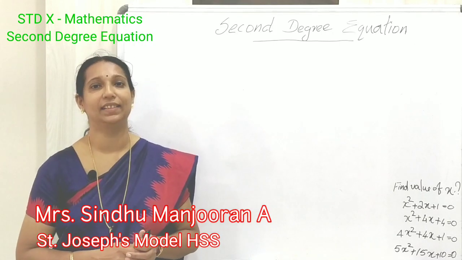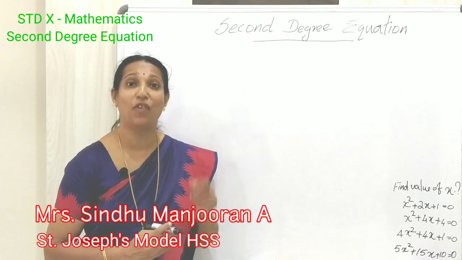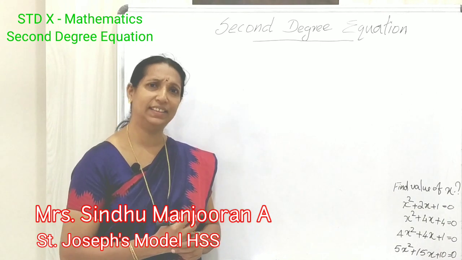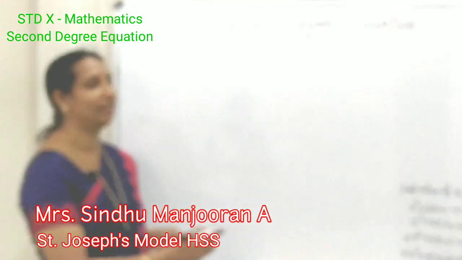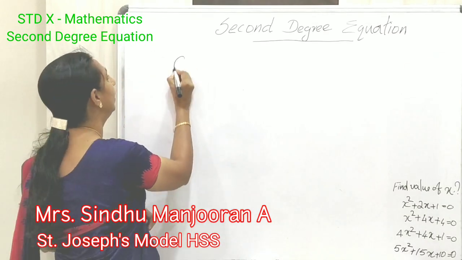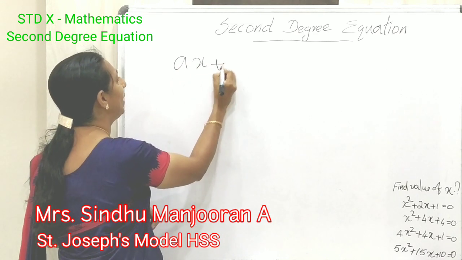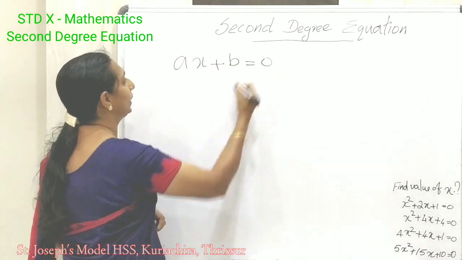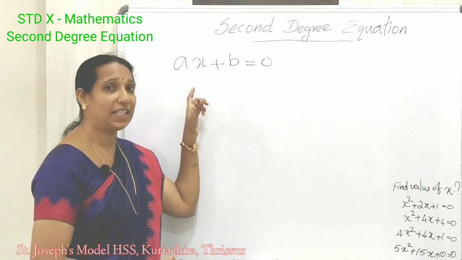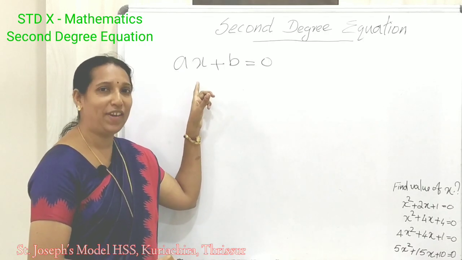Today we are studying about second degree equation of standard 10. In previous year we have studied first degree equation. What is the general formula for the first degree equation? First degree equation is ax plus b is equal to 0. In this equation x be the variable.